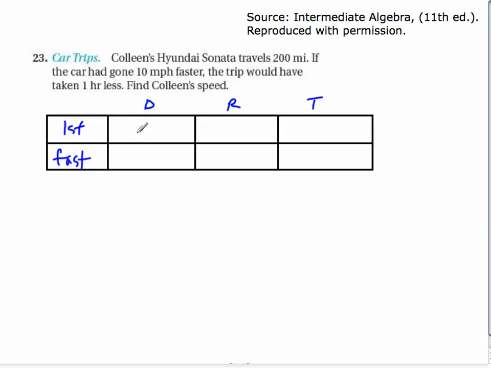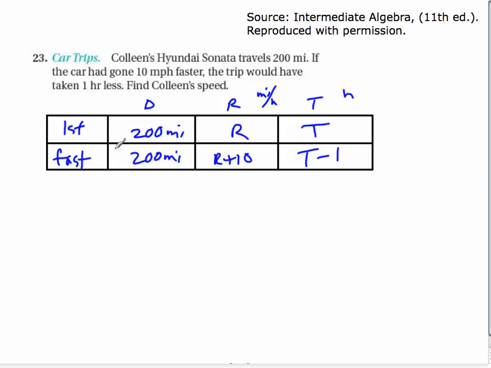So the first time she traveled 200 miles. Her rate, we don't know, so we'll call it R. The time, we don't know, we'll call it T. The second time, the faster one, she went the same distance, but she went 10 miles per hour faster, so it'd be rate plus 10. And then her time was 1 hour less, so it'd be T minus 1. All of these, the rate would be in miles per hour, and the time would be in hours.